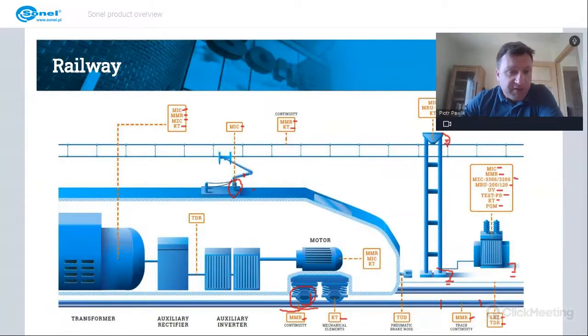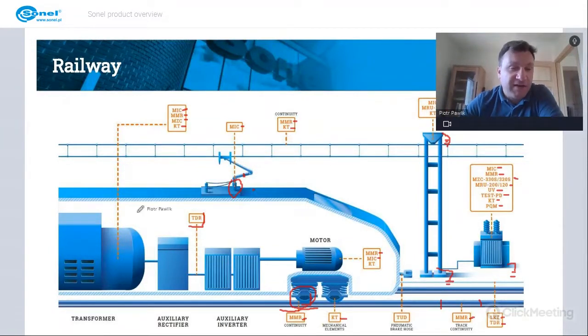Now what we can do here, we can check the cables inside the engine. For that we have the time domain reflectometer, the TDR series, or we can use the micrometers of MMR series to check continuity between them. Further on, to power the wheels, we have some type of motor. Here on the motor, we can check the continuity of the windings with the micrometers, or insulation resistance with the insulation resistance meters, MIC series.